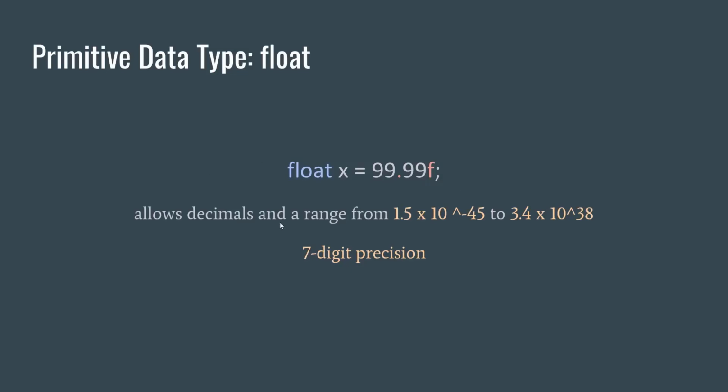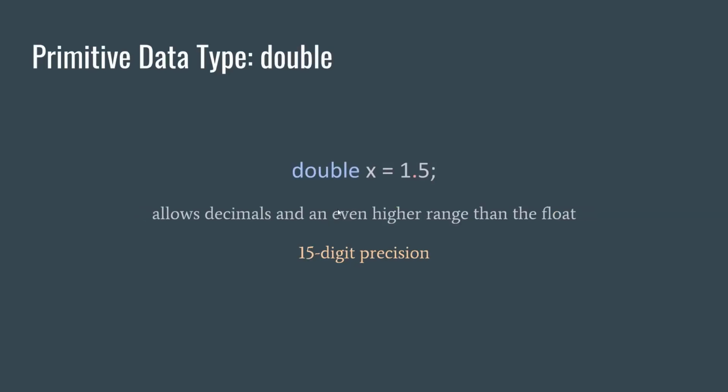This allows decimals and a range from 1.5 times 10 to the power of -45 to 3.4 times 10 to the power of 38. So there is a 7-digit precision here. So if you need more precise decimal values, then float will not be enough for you. Then you should consider using a double. So you can see the double pretty much allows decimals and an even higher range than the float. So here you can have a 15-digit precision.